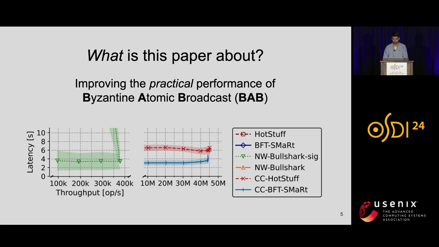The first is, what is this paper about? Well, this paper is about improving the practical performance of Byzantine Atomic Broadcast. When comparing with the best previous atomic broadcast systems for authenticating messages, we can achieve throughput increases of nearly 1.5 orders of magnitude, especially for small message sizes, such as those used in banking operations. I will go back to these results at the end.